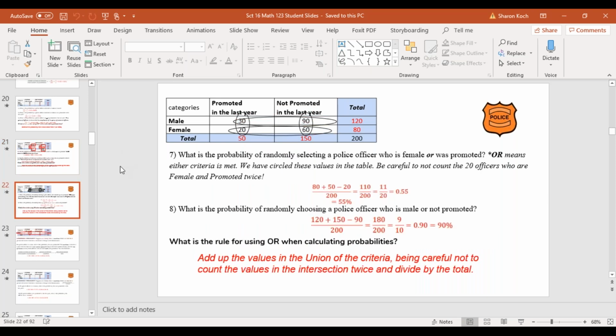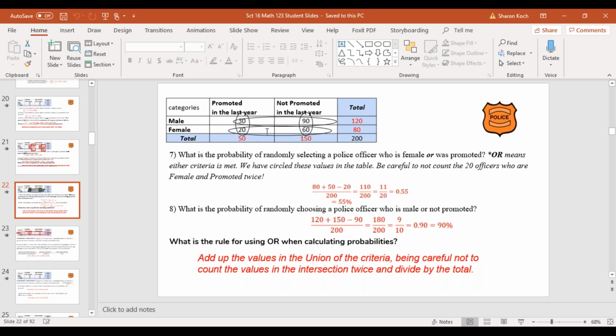Now let's take a look at what if we use an "or" statement. Now, this one says, what is the probability of randomly selecting a police officer who is female or was promoted? Okay, so it could be one or the other. Well, let's start. We know we're picking at random. Okay, so if I'm picking at random, that means I'm using the grand total of 200 as my denominator, because it's the part out of the whole. The whole is 200.